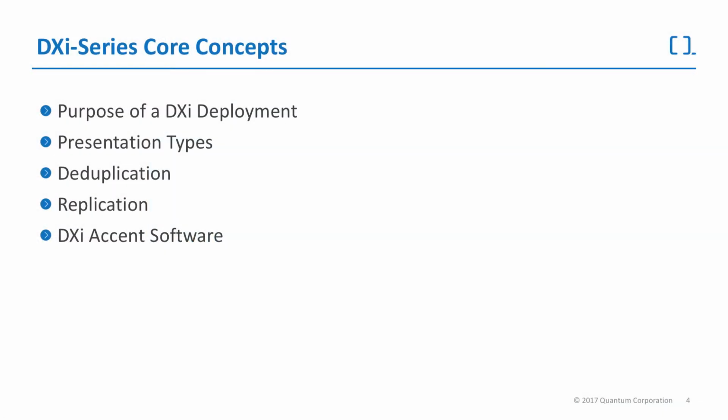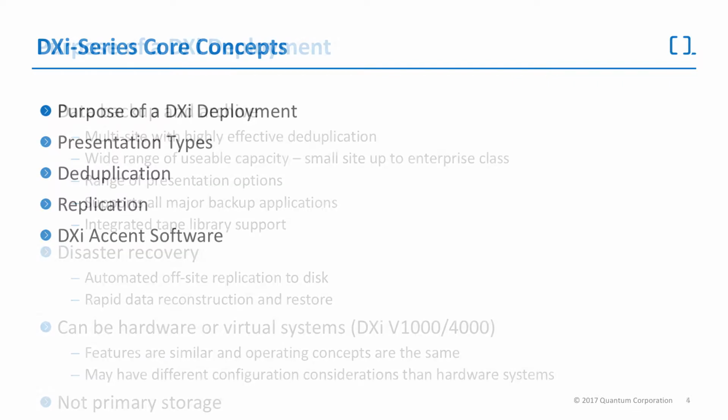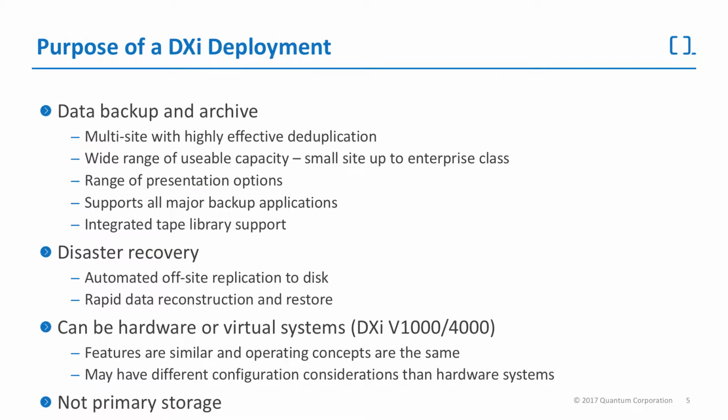The core concepts that we will cover are the purpose of deploying a DXi system or systems, presentation types for how to store your data, deduplication, replication, and finally, DXi Accent Software. The main purpose of a DXi system is to serve as a location for your data backup and archive. DXi systems are typically deployed in a multi-site configuration and have a wide range of usable capacity. Presentation options available consist of VTL, OST, and NAS.